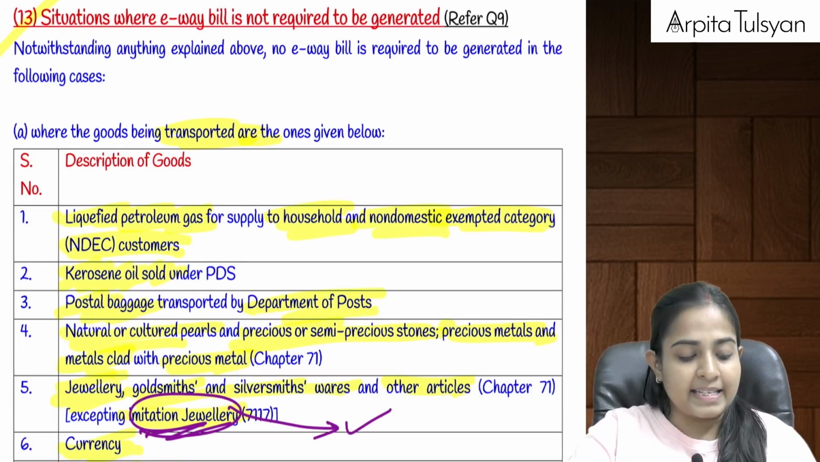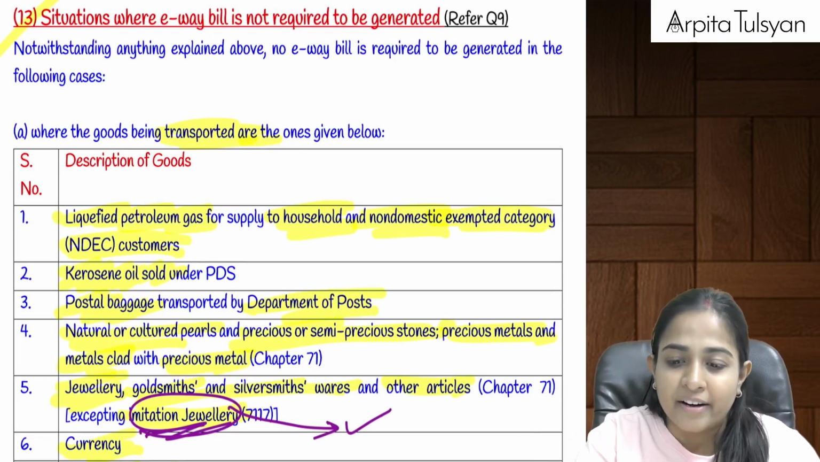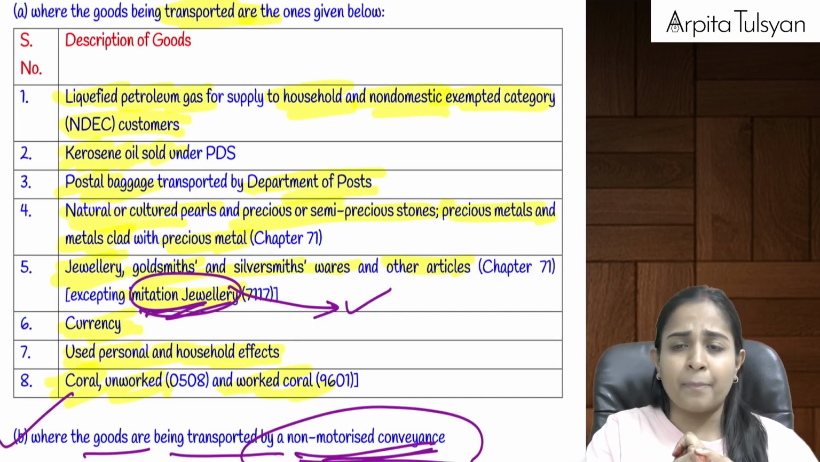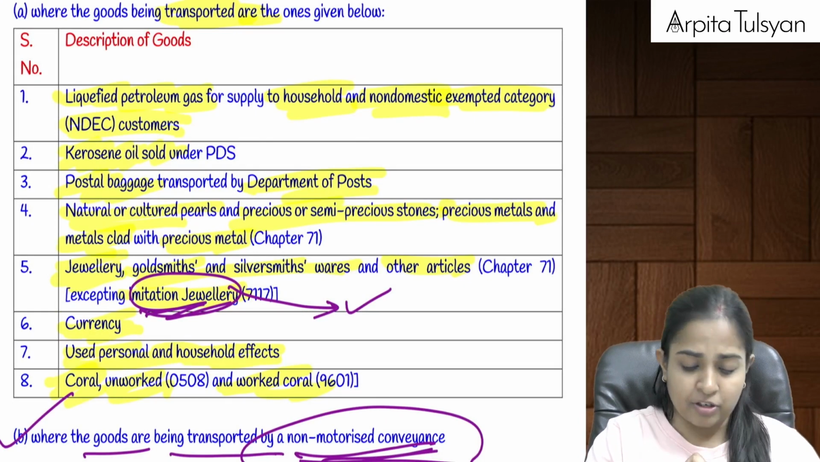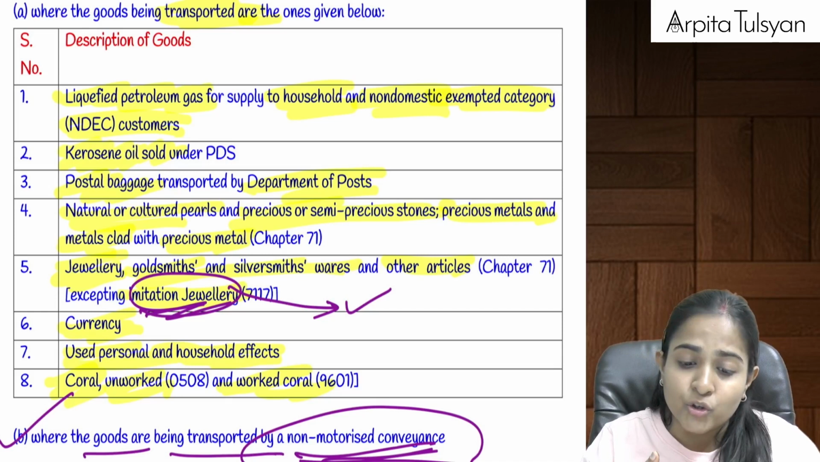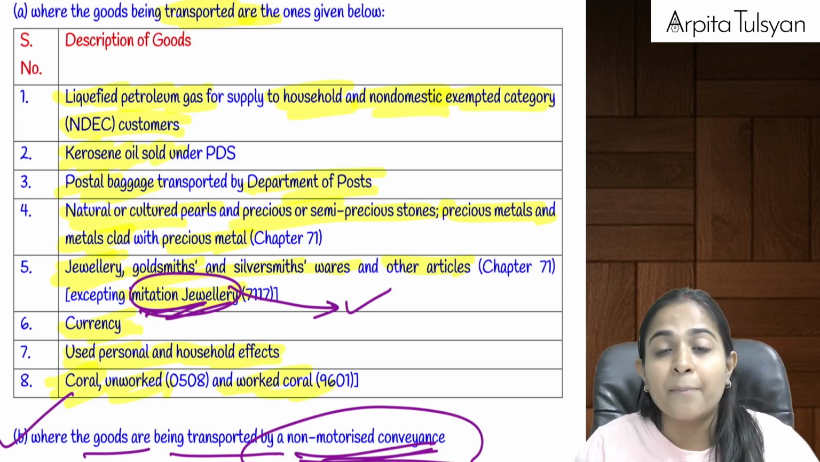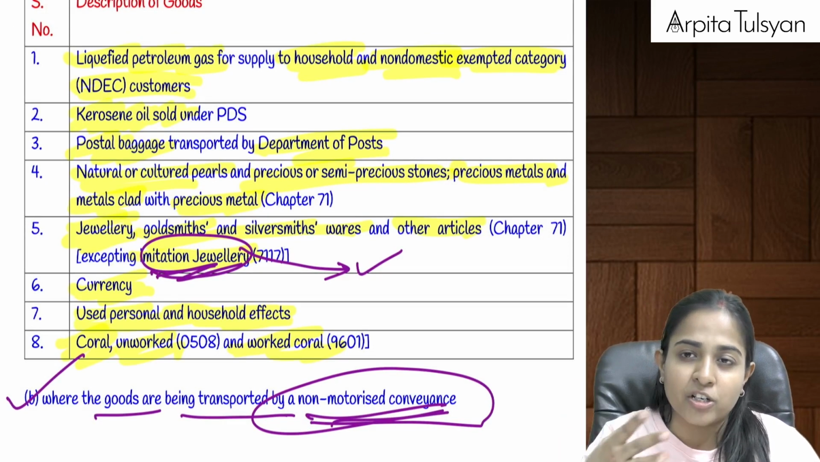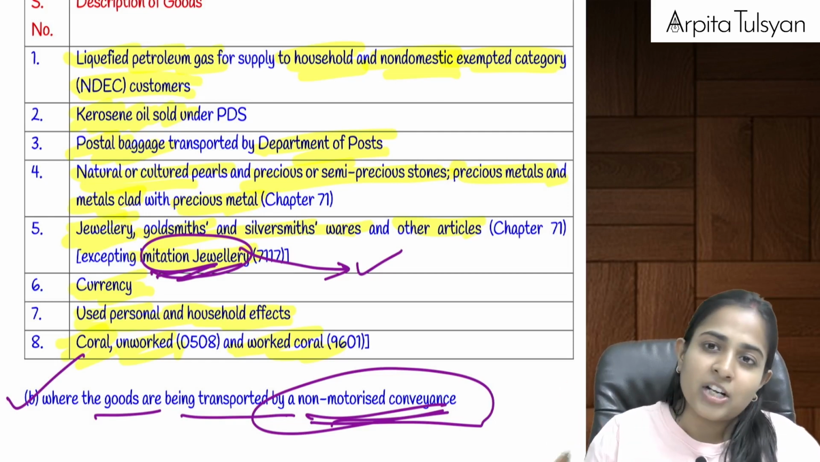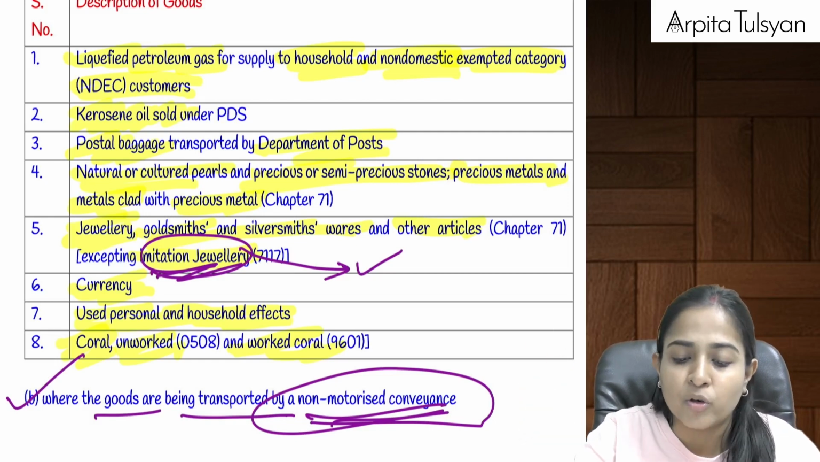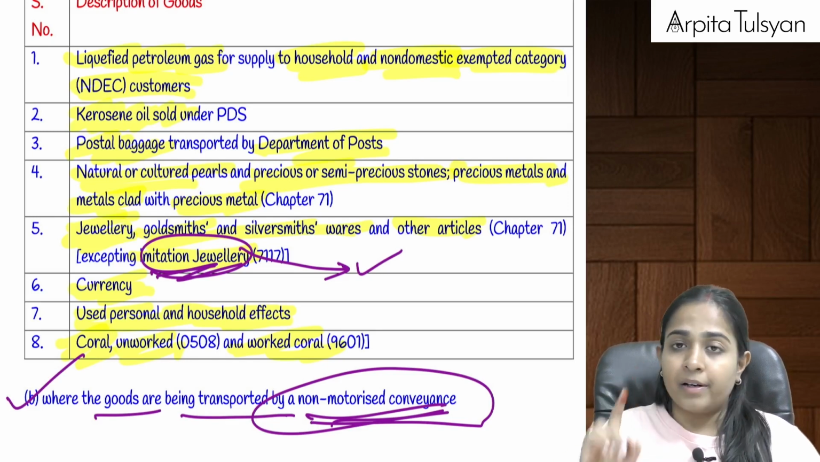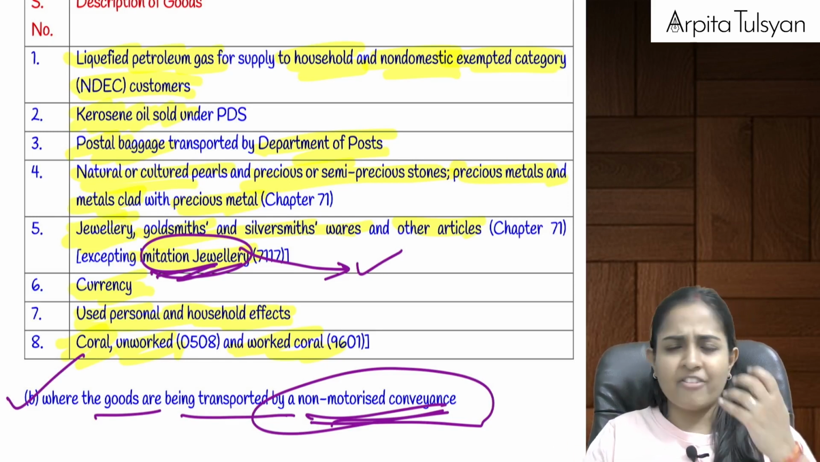Okay, then there are certain cases when an e-way bill is not required to be generated at all. When there is transportation of certain categories of goods: LPG supplied to household and non-domestic exempted category customers. Then jewelry, except for imitation jewelry. Then kerosene oil sold under the public distribution system. Then postal baggage transported by the Department of Post. Then natural or cultured pearls, semi-precious and precious stones, precious metals, etc. When currency is transported, whenever personal belongings are transported from one place to another, unworked and worked coral, whenever these are transported, these are some specific categories of goods for which you do not need an e-way bill at all. Forget about the value.